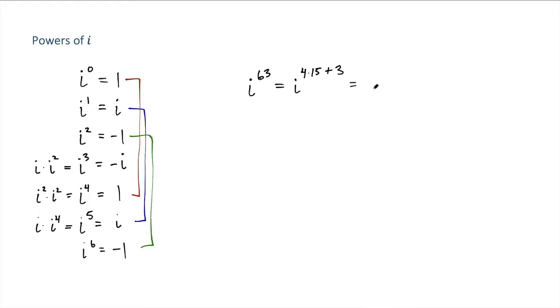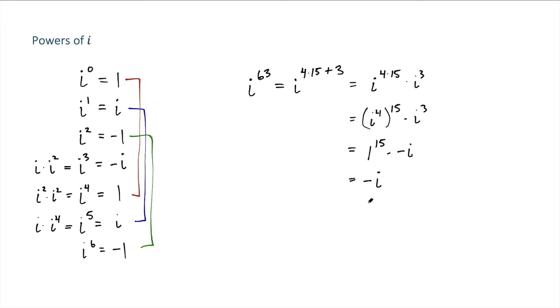And the reason this is helpful is because I can then view this as i to the 4 times 15 times i cubed. I can write it as i to the 4, to the 15, times i cubed. And then I know that i to the 4 is 1, to the 15, and I know i cubed is negative i. Well, this is just 1 times negative i, which is negative i.